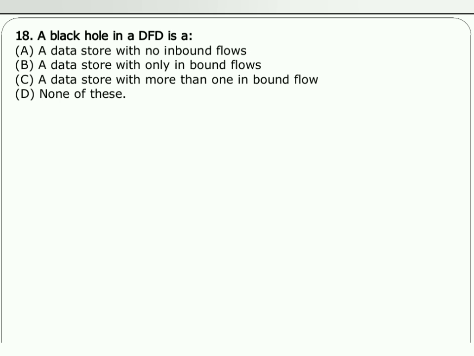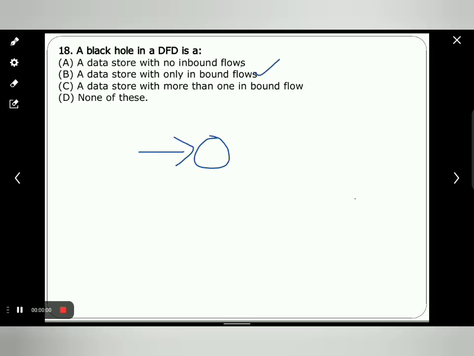A black hole in a DFD is a hash. So actually there are three different types of situations that may occur in the data flow diagram: a black hole, a grey hole, and a miracle. So what is a black hole? Black hole means it has only input but there is no output. The option B is correct here.